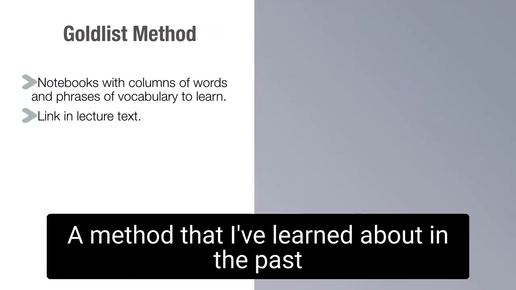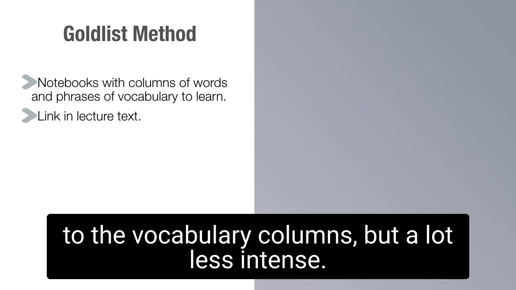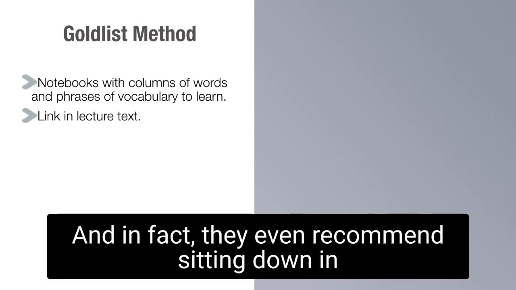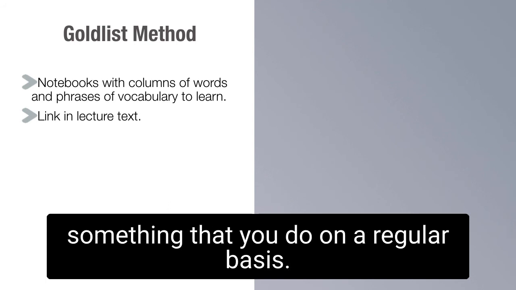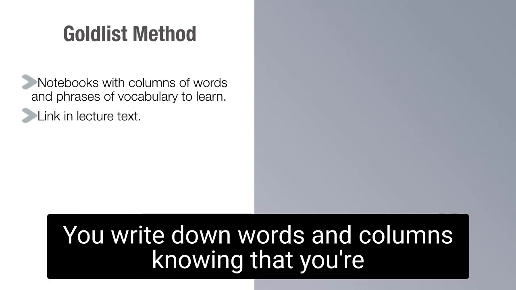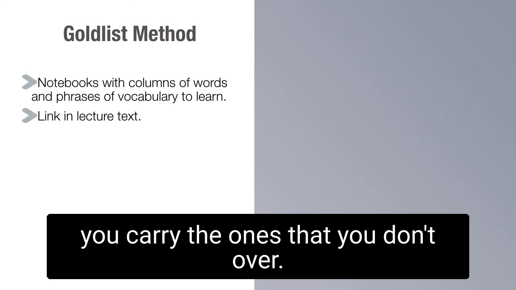A method that I've learned about in the past year is called the gold list method. And it's similar to the vocabulary columns, but a lot less intense. In fact, they even recommend sitting down in a comfortable place, having nice music on, and it's something that you do on a regular basis. You write down words in columns, knowing that you're going to easily recall about 30% of them, and you carry the ones that you don't over.